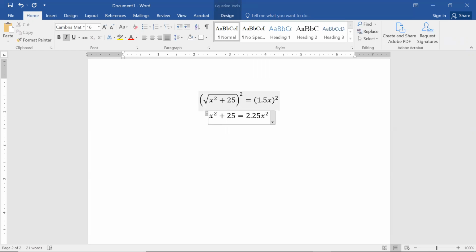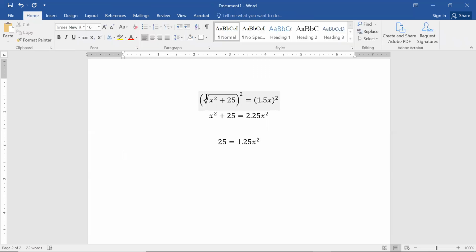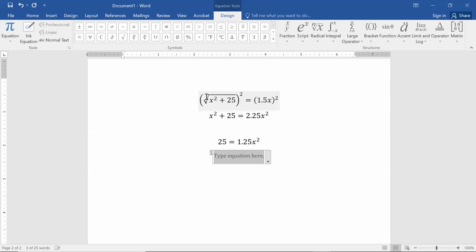Let's subtract 1x squared from both sides. In other words, subtract x squared from both sides. Now you can clearly see we're trying to solve for x, and how to do it. 25 is equal to, when I subtract x squared from both sides, I get 1.25 x squared. Then take and divide both sides by 1.25. We end up with x squared equals 20.